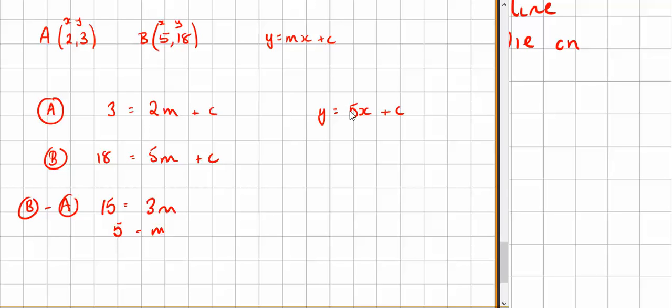I still need to find c. Well, I can do it any way I like, but if I put it into here, I'm going to say 3 equals 2 times 5, which is 10. So I need to subtract.